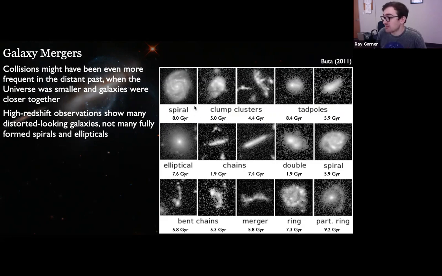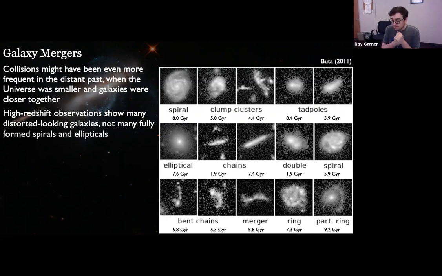So, for example, this spiral up here, the universe was already 8 billion years old by the time this spiral existed. So you can see that there are tons of clumpy things, what people are calling tadpoles, maybe an elliptical, but even though that's relatively late in the universe's age, some chains, mergers, bent chains, rings even. There's not many typically looking spirals and ellipticals in the early universe. It's all a bunch of kind of blobs.